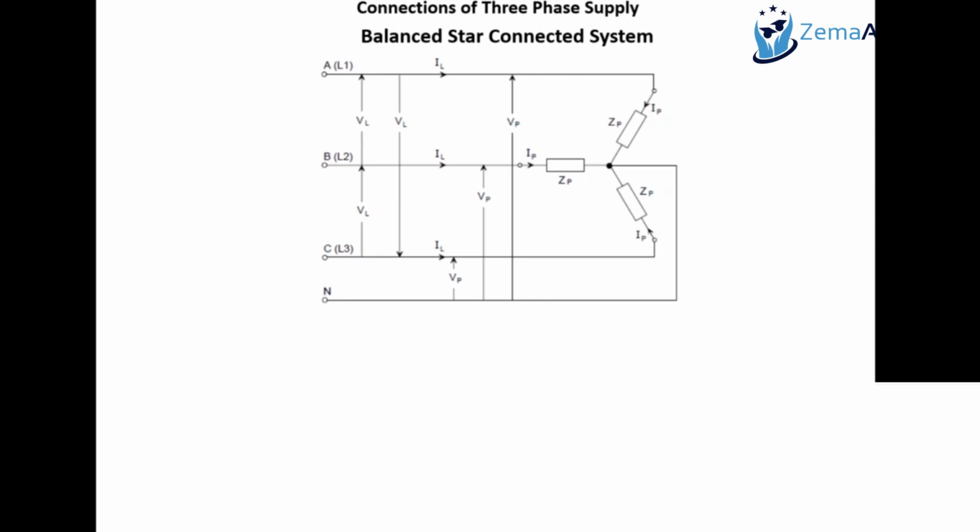Now, like I said, this 415 or 240 volts doesn't make sense because our voltages and currents and impedance, everything should be in complex form. So, in order for us to calculate the line voltage between line A and B, we need to subtract the 2 phase voltages.